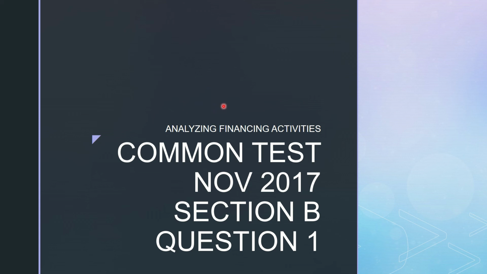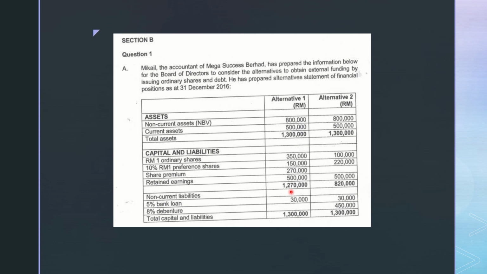This is a discussion for the topic analyzing financing activity from question 1, section B, common test November 2017. Mikhail, the accountant of Mega Success, prepared the information for the board of directors to consider alternatives to obtain external funding by issuing ordinary shares and debt. There are two alternatives: first alternative and second.